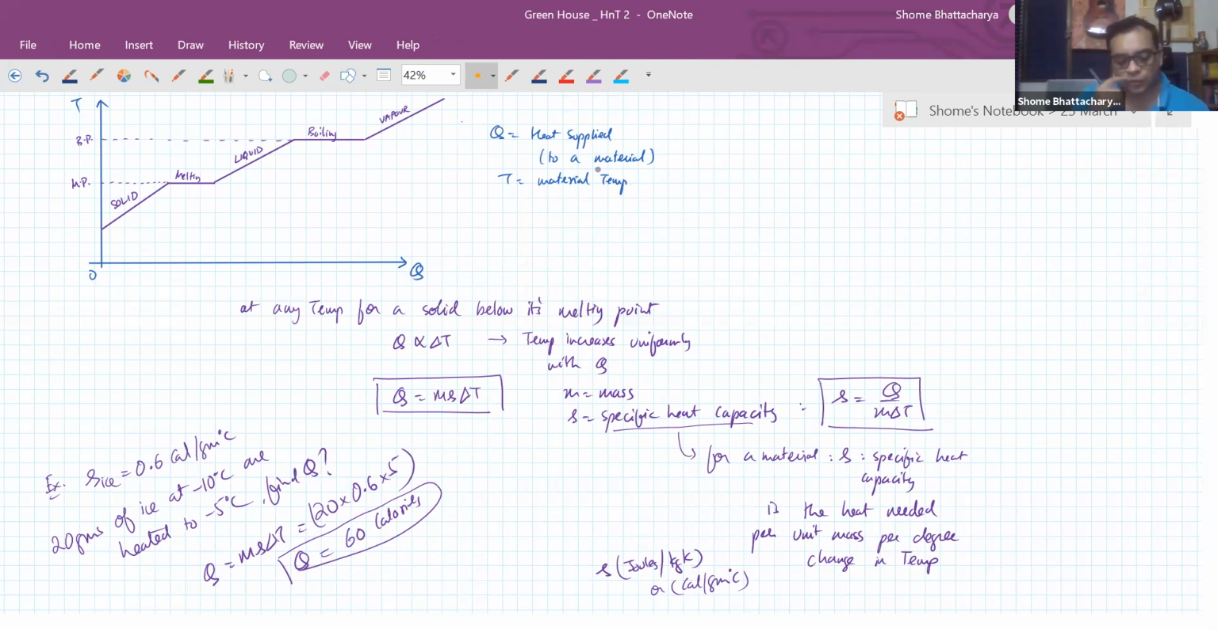This next section is also going to be very easy, and is based on this definition and another simple definition called latent heat, which we'll discuss.